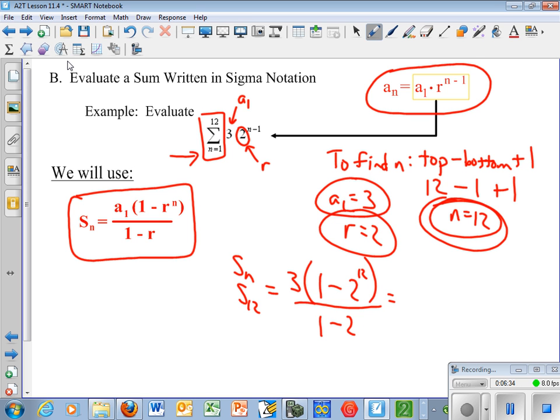So what do we get? On the bottom, you can see 1 minus 2 is negative 1. So I'm going to type in that top line on the calculator: 3 parentheses 1 minus 2 to the 12th. Let me pull up my calculator.